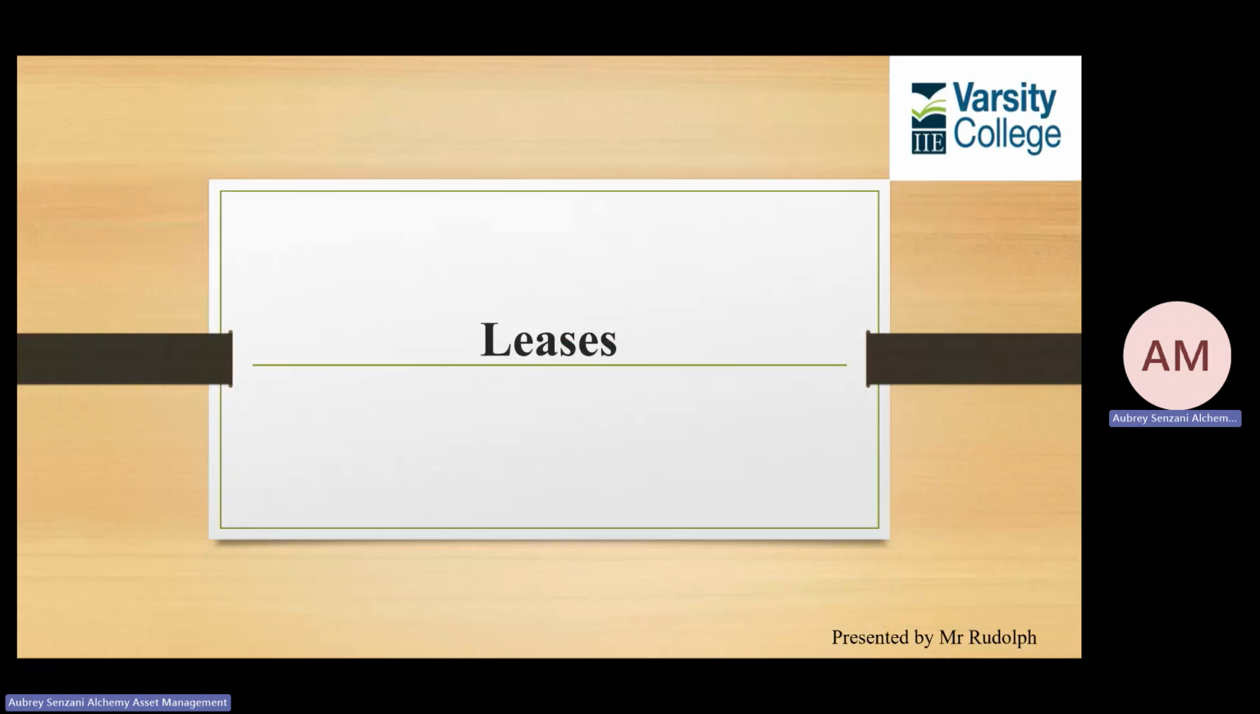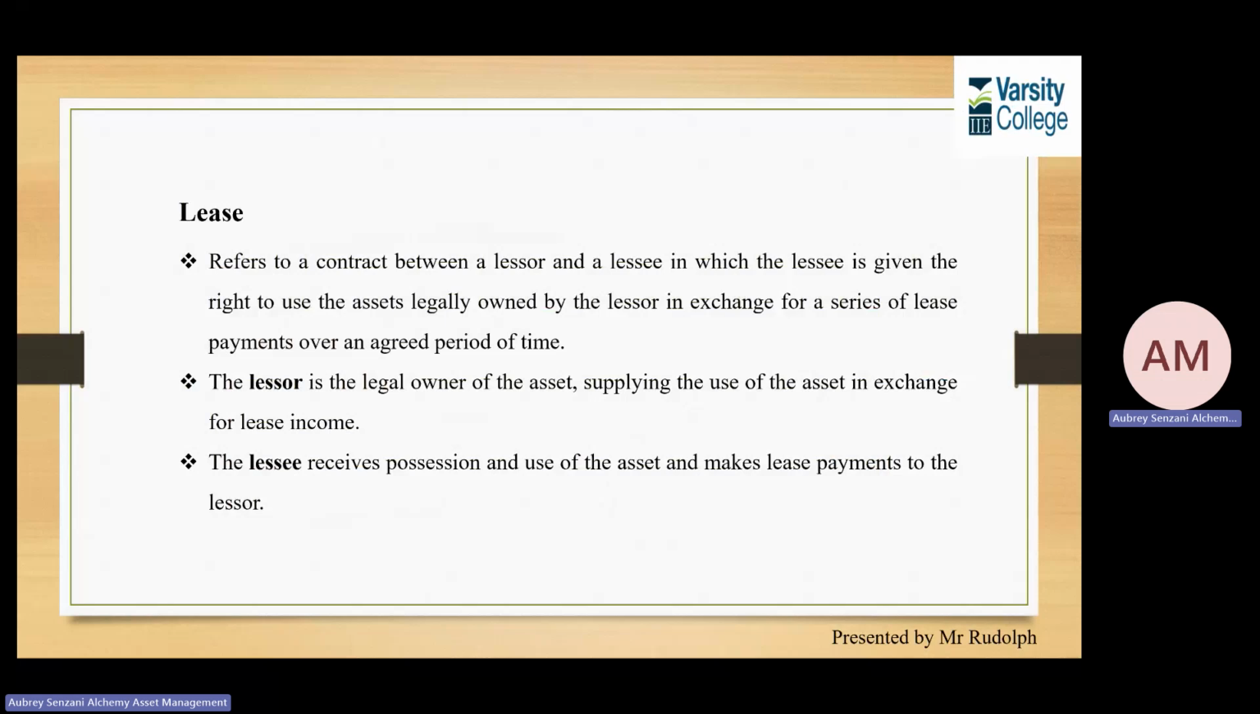So let's look at the leases. What are they talking about in connection with leases? So a lease is it? Yes. I used to think we need to buy things from China. Yeah.